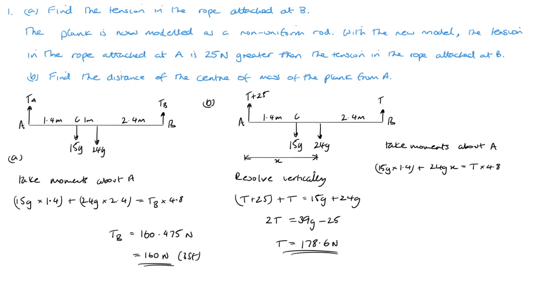857.28 minus 15 times 9.8 times 1.4. So that, taking this away, gives me a value of 24gx equals 651.48. Now we divide by 24 times 9.8, and we get that x is equal to 2.77 meters to 3 significant figures.